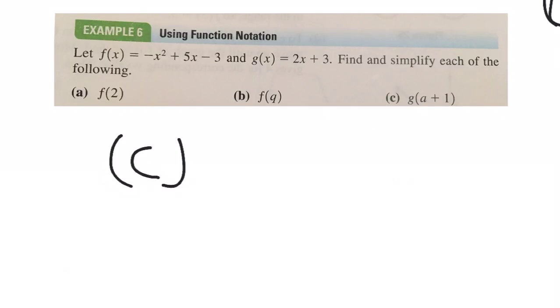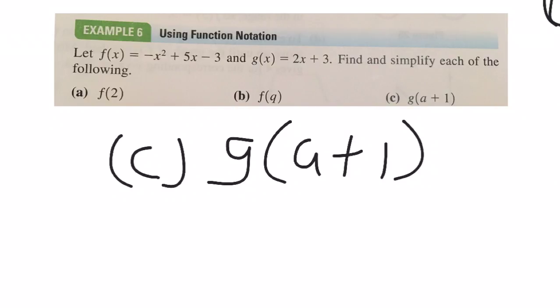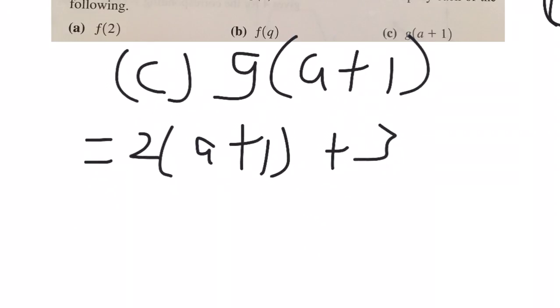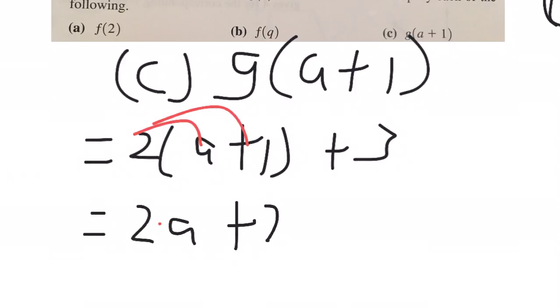And for part C, you have g of a plus 1. So that means for the x in g, you plug in a plus 1. So instead of 2 times x, it'd be 2 times a plus 1, plus 3. So now we distribute 2 times a, which is 2a, 2 times positive 1 would be plus 2, and then plus 3. So that would be 2a plus 5.